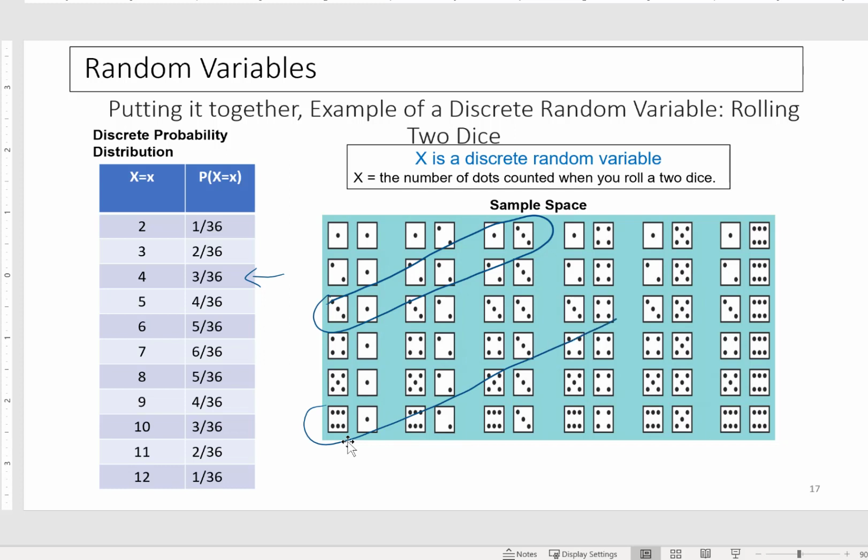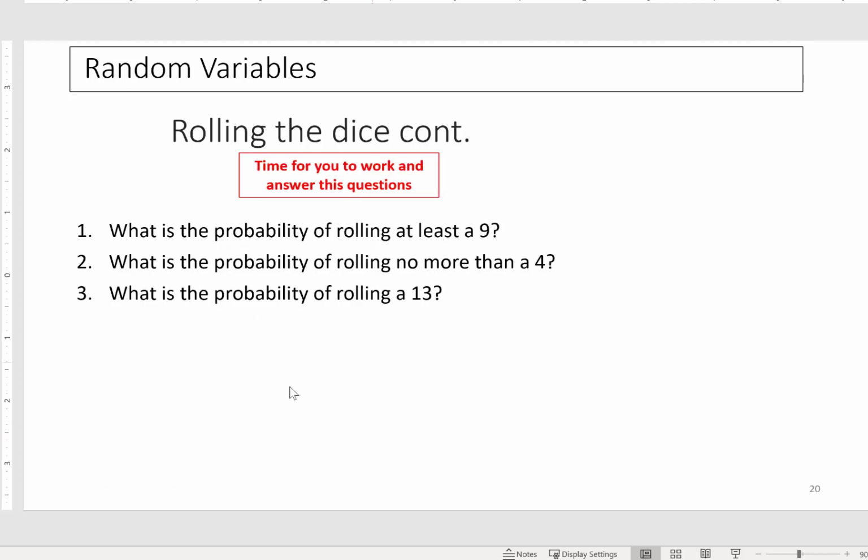How many ways to roll a 7? That's the most I could have, and there's 6 of those. 6 out of the 36 chance of rolling a 7, and so forth. So I could use this table to find probabilities. So now it's your turn.